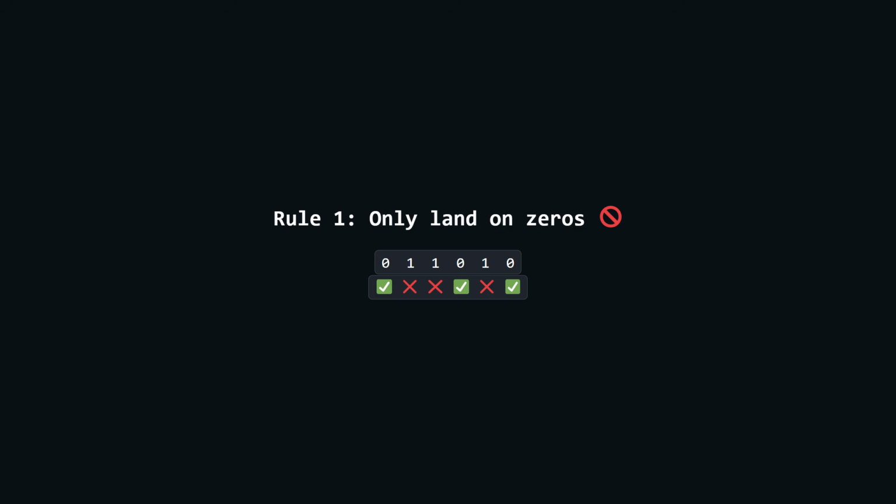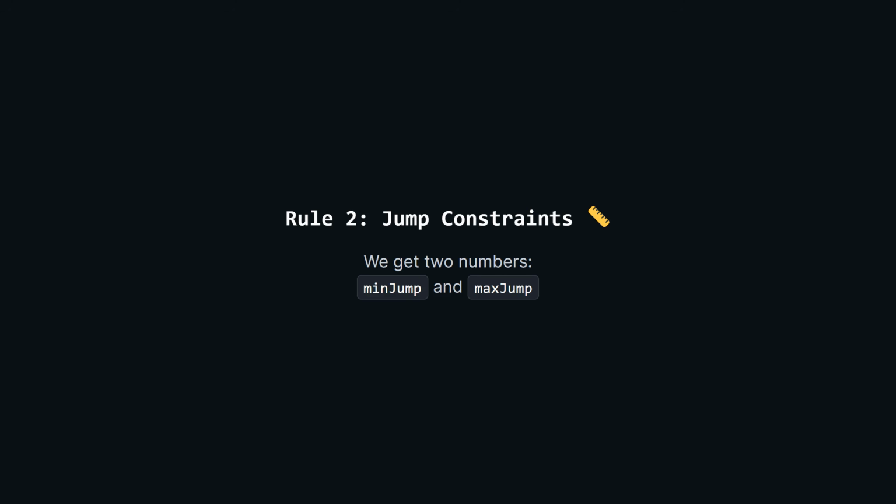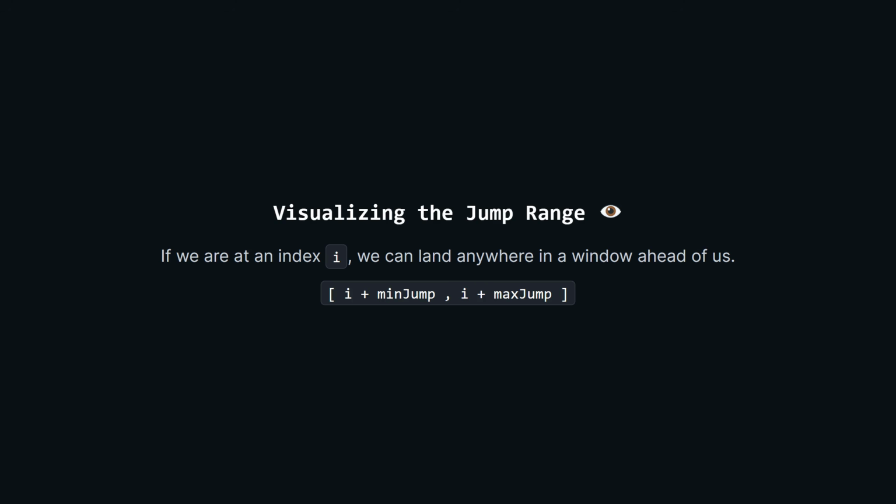You cannot touch it. The second rule dictates how far we can jump. We are given a minimum jump distance and a maximum jump distance. So if we are standing at some spot, we must jump forward at least our minimum distance, but no further than our maximum distance. This creates a specific window of possible landing spots ahead of us.